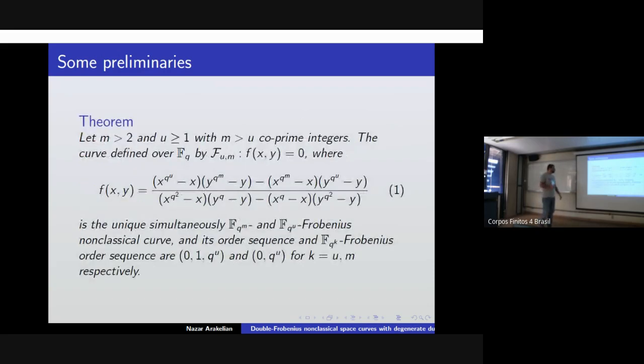Let's get to the double Frobenius non-classicality. This is a very well-known object. If you have a plane curve, you take two coprime numbers, u and m. Assume that m is bigger than 2. If you have a plane curve that is F_{q^u} and F_{q^m} Frobenius non-classical at the same time, then your curve must be this one. In this talk, I will call this the Borges curve because it was introduced by Herivelto Borges.